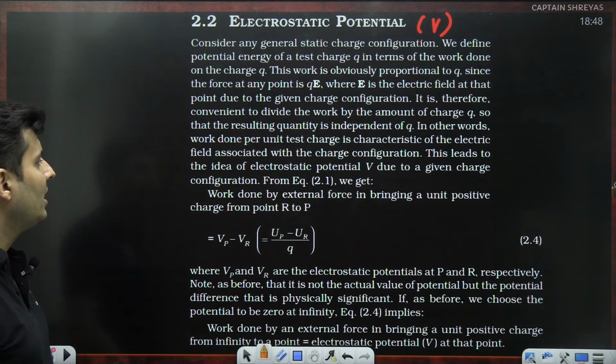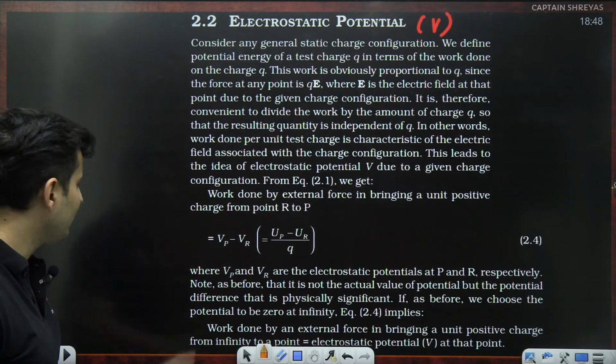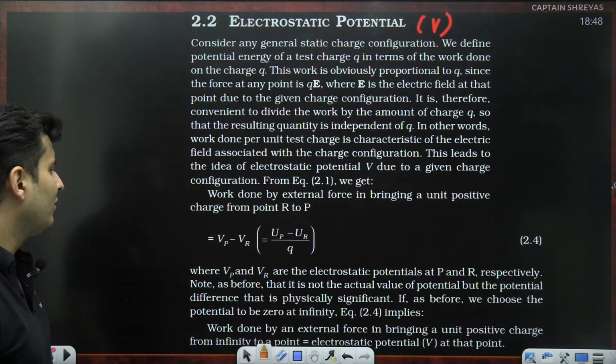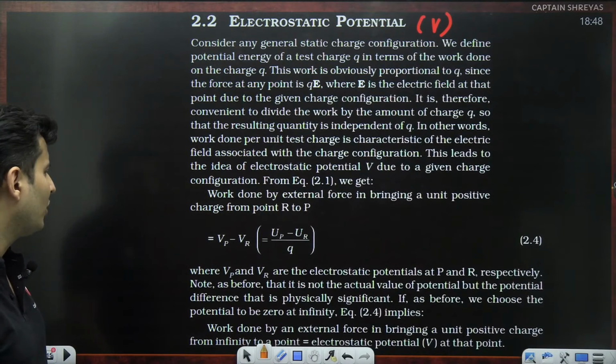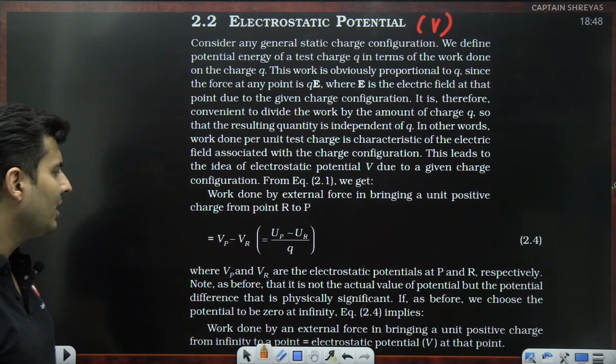So the work done by external force in bringing a unit positive charge from point R to point P is basically the potential difference, where Vr and Vp are the potentials at respective points. Note, as before, it is not the actual value of potential but the potential difference which is significant. Therefore, we choose potential to be 0 at infinity. The work done by external force in bringing unit positive charge from infinity to point P is the electric potential at that particular point.